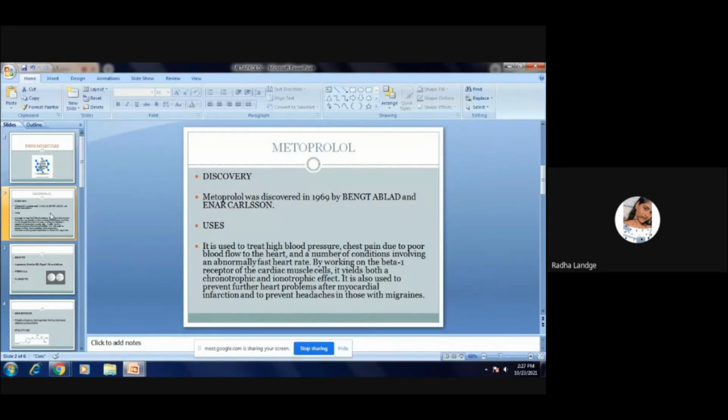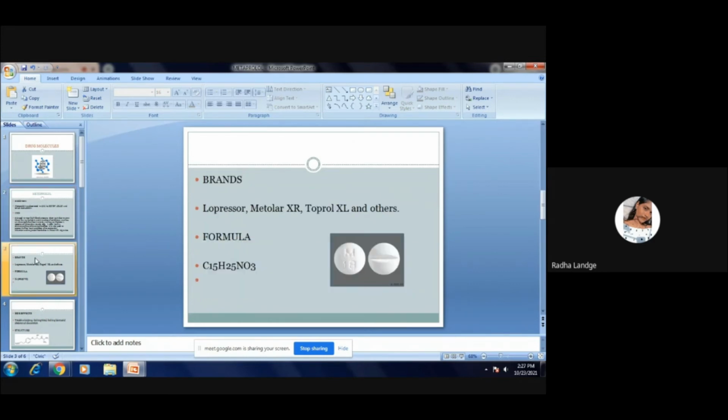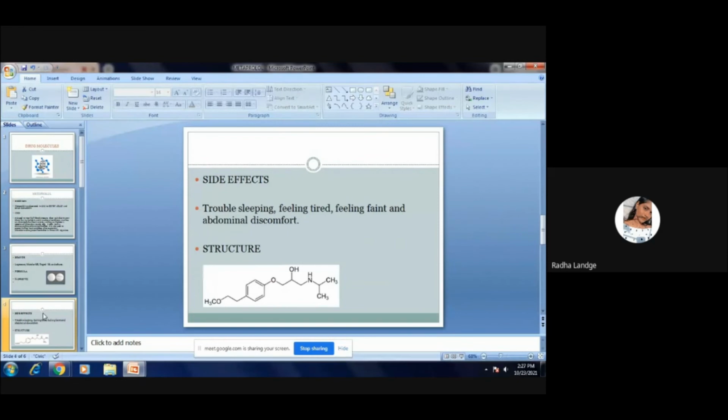By working on the beta-1 receptor of the cardiac muscle cells, it yields both chronotropic and inotropic effects. It is also used to prevent further heart problems after myocardial infarction and to prevent headaches in those with migraines. The brand names are Lopressor, Metoprolol XR, Toprol XL, and others. Its formula is C15H25NO3. Here's how the tablets look. The side effects of this drug are trouble sleeping, feeling tired, feeling faint, and abdominal discomfort.